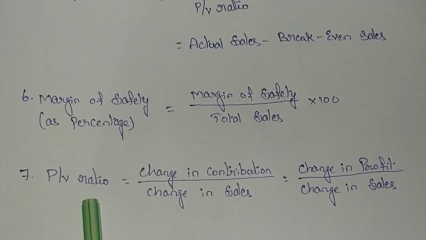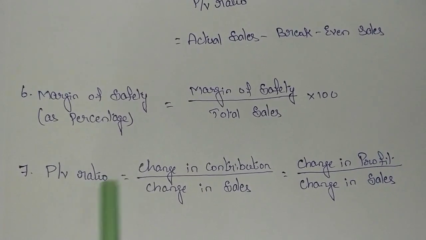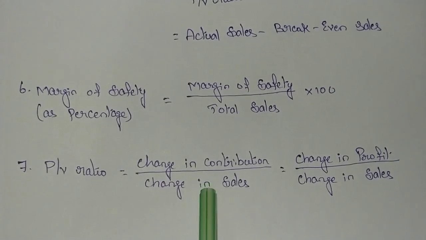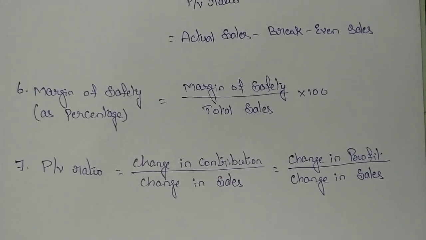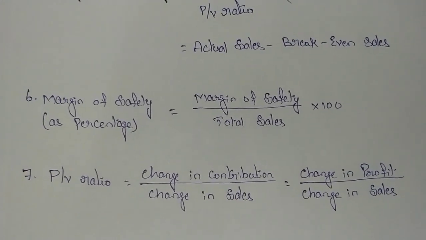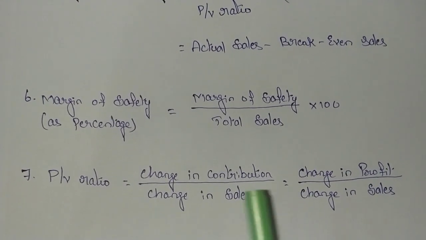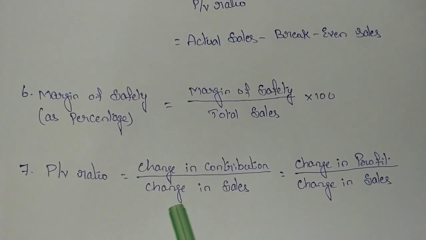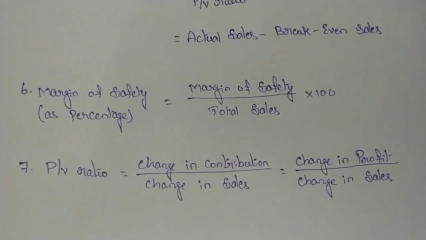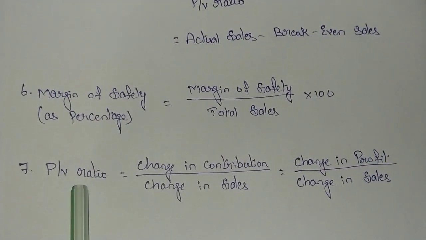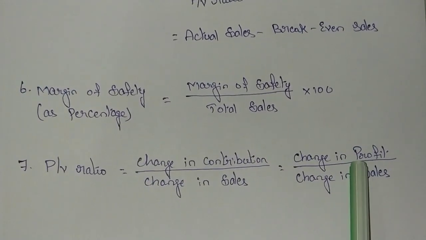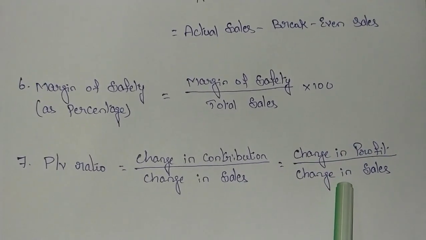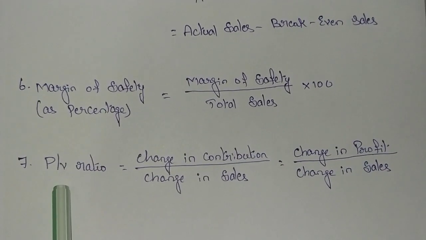And we have one more formula for the profit volume ratio, that is change in contribution divided by change in sales. This formula is applicable when you are calculating the PV ratio for more than one period, or for more than one year. In such cases this formula will be useful. What is the change in contribution between two years and what is the change in sales between two time periods? Using that we can calculate the PV ratio. One more formula is change in profit between two periods divided by change in sales in two periods. This is also one of the formulas we use for calculating the PV ratio.